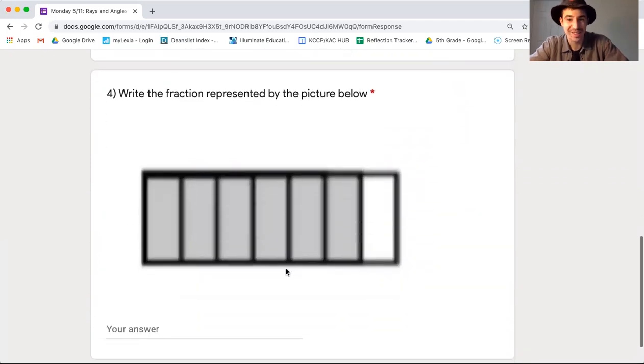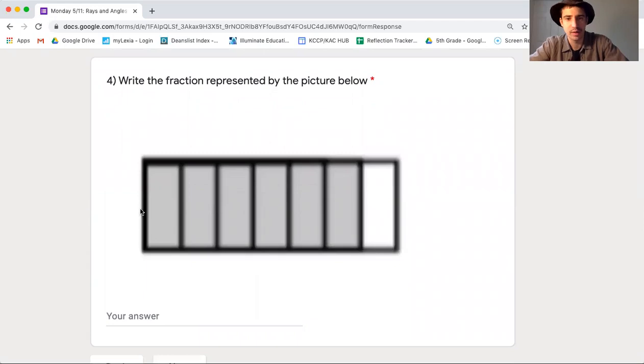Now for the last question, the same type of question. Every part in this shape is divided into equal parts. So I know it is a fraction. And now I'm going to count up my denominator. Well, I first see that I have 1, 2, 3, 4, 5, 6, 7 equal parts. And 1, 2, 3, 4, 5, 6 of them are shaded. So this fraction is 6/7.